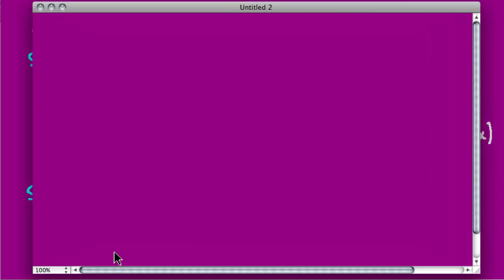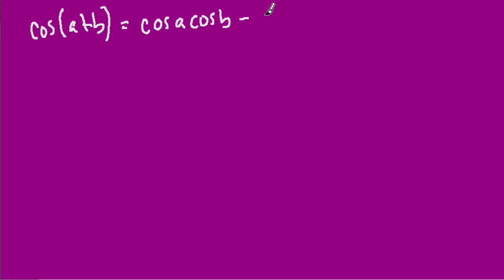Let's mess around with the cosine. What if we have the cosine of A plus B? This is that trig identity where you don't mix up the trig functions. It's going to be cosine of A, cosine of B, minus sine of A, sine of B. We can ask all kinds of cool questions. We can ask what's going to happen if we do the cosine of A minus B.